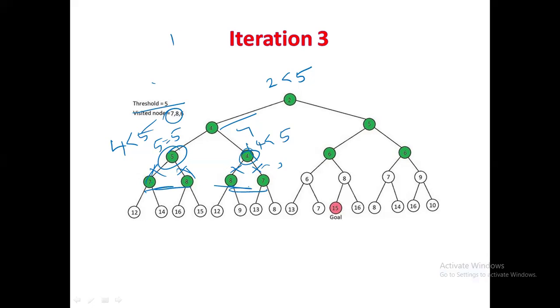Next, the algorithm explores the second child of node 5. If you are expanding here, what are all the values? 6. 6 is greater than 5, so these are pruned and it is put in the visited nodes. They exceed the threshold, so they are pruned. At the end of this iteration, the final pruned values are 7, 8, 6. These values are discarded and will not be explored further.